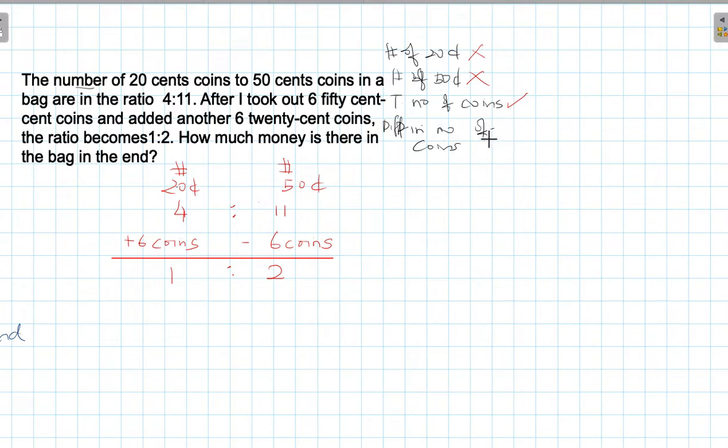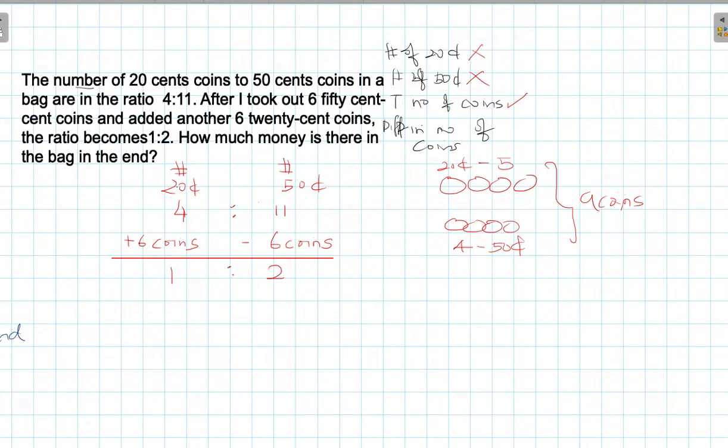The total number of coins is the same. You realize that? You know why or not? Okay, let's say for example, I have 5 20-cent coins. Then I have 4 50-cent coins. So my total number of coins in this case is 5 add 4, which is 9 coins. 9 coins, right? Correct or not?